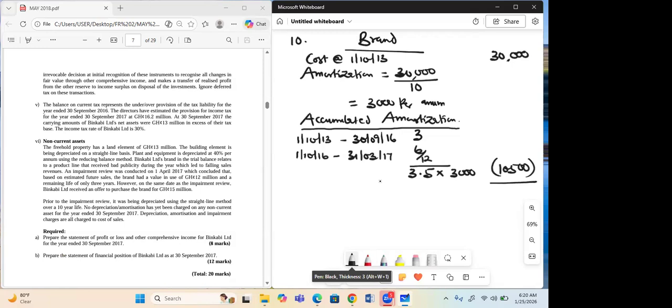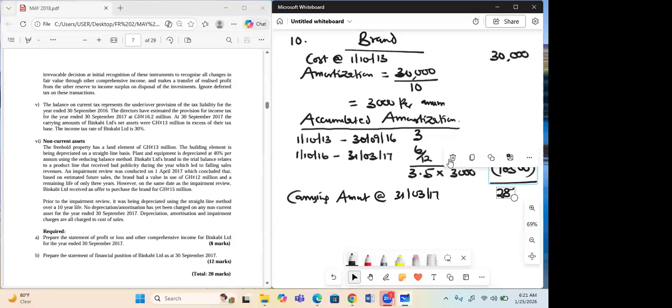When I take it out, I'll get the carrying amount at that date of 31st March, which is the same as 1st April. So by 31st March, the asset is valued at 19,500. So this is the carrying amount at that date.